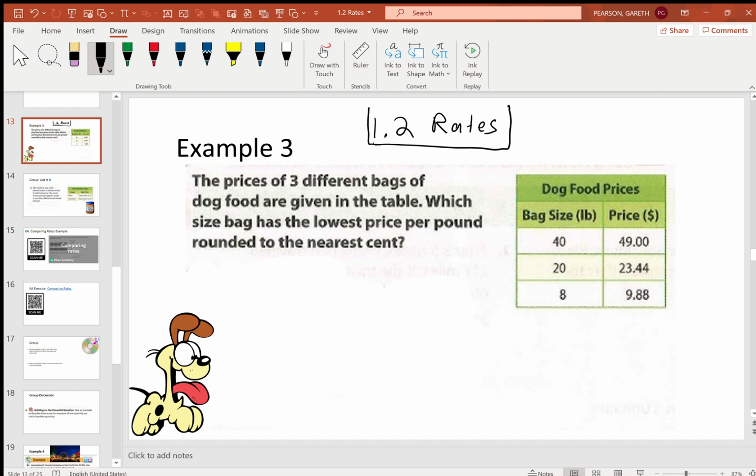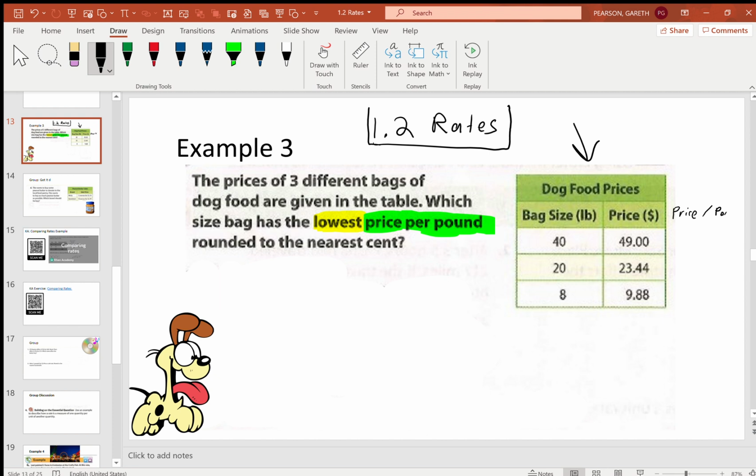The prices of 3 different bags of dog food are given at the table. Which size bag has the lowest price per pound? So the lowest price per pound, yeah? Over here on the right hand side, we can see a chart and it says dog food prices, and it says the bag size in pounds and the prices. Well, okay, so let's go ahead and add a third column here, price per pound.